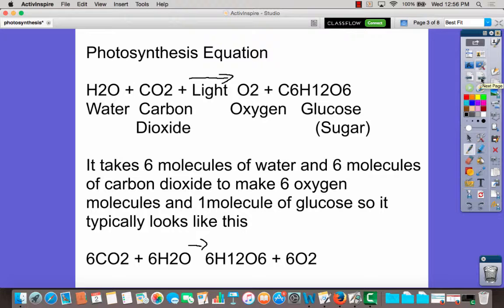Now, this is your simple photosynthesis equation, excuse me. But the real equation, what we really look at is down here, because it takes 6 molecules of water and 6 molecules of carbon dioxide to make 6 oxygen molecules and 1 molecule of glucose. But simplified, it looks like this. We take water, carbon dioxide, and sunlight, and it yields glucose and oxygen. That's the whole thing simplified.